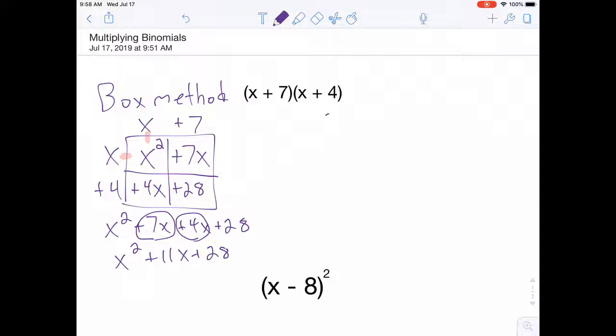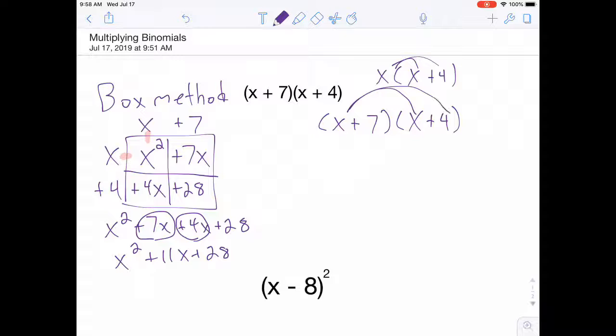The other way that we can do the same problem, and it's all personal preference, is called a double distribution. Just like if we had just x times x plus 4, we would distribute the x to both terms inside the parentheses. We're going to do the same concept with these two binomials. However, x is going to get multiplied to the first term and the second term, but the 7 also has to get multiplied to both terms here.